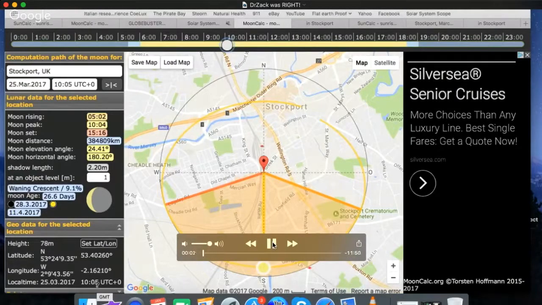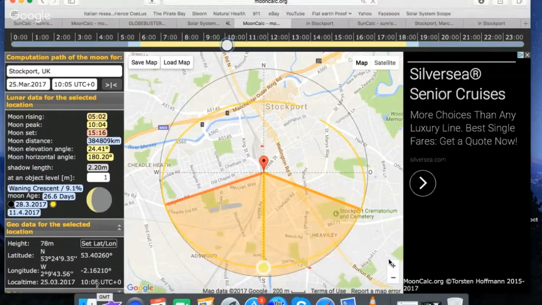Well, well, well, didn't Dr. Zack cause quite a stir? Looks like we might have touched the holy cow of the globe theory. So, let's have a closer look at this.